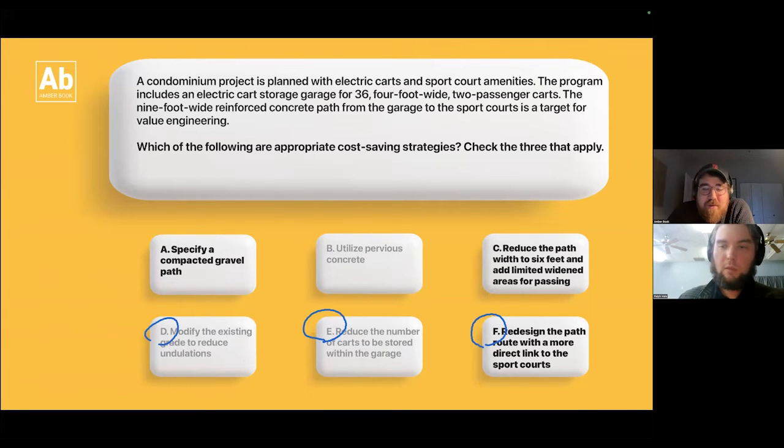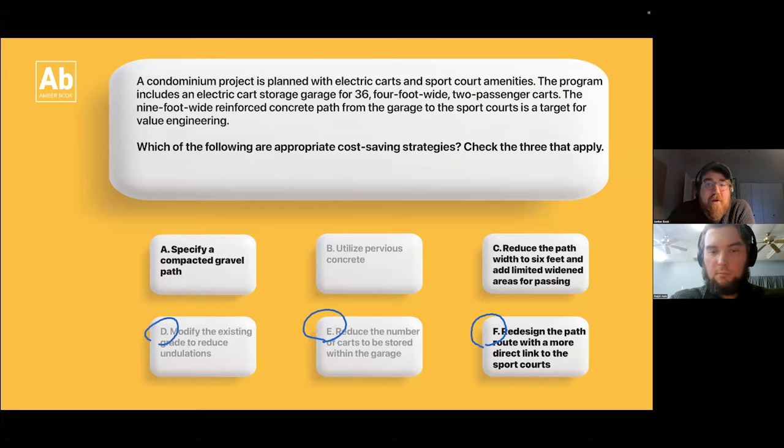If I can jump in, Ralph, one of the things that I like to look for in these multi-select questions that NCARB does is to group together the strategies that they're proposing, right? So reducing the width of the path, redesigning the path to make it more direct, changing the material of the path. In one case, obviously, we've got pervious concrete, which is more expensive. That's a loss leader right there. But A, C, and F are also all in a general category of strategy.